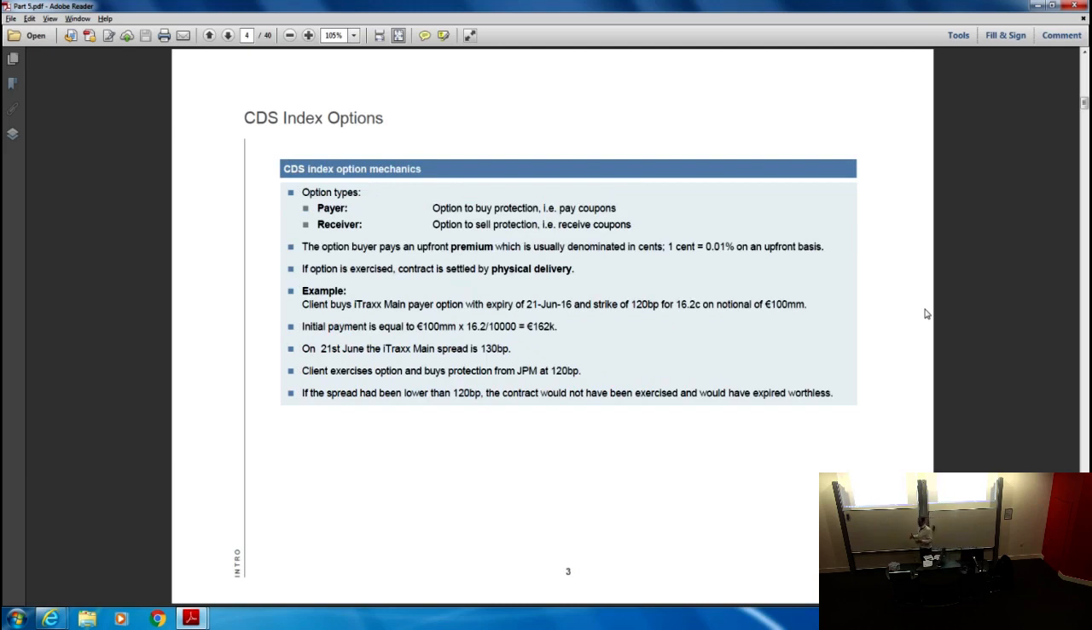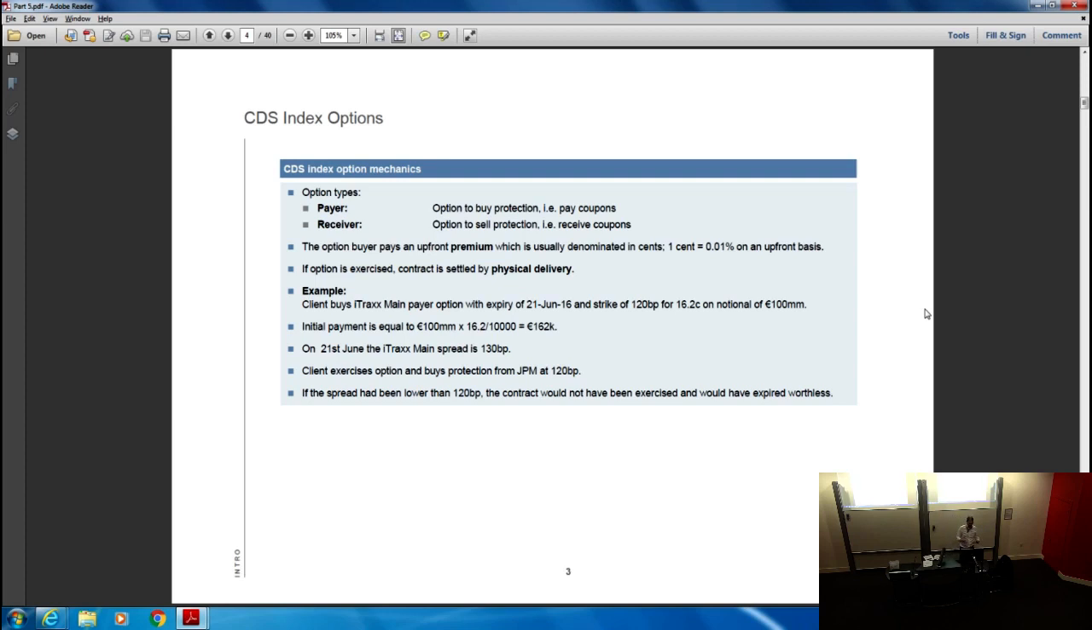The options we have, I'm sure you are familiar with equity options, calls and puts. We tend to call them payers and receivers. A payer is the right to pay protection. A receiver is the right to receive protection. So you're either going to be paying protection, i.e. paying spread, or you're going to be receiving protection, i.e. receiving spread. So a payer option is a short risk trade, a receiver option is a long risk trade.